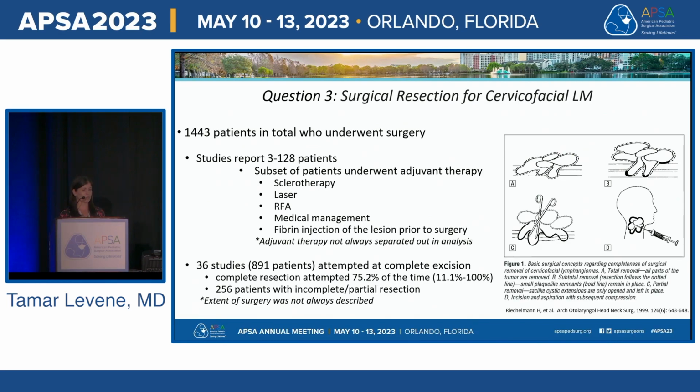So about half of all the patients who underwent surgery for lymphatic malformations did have lesions that were in the cervical facial region. The studies that we included reported anywhere from 3 to 128 patients, and I should note that a subset of these patients also did undergo some form of adjuvant therapy.